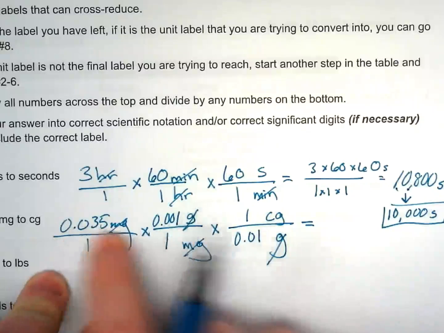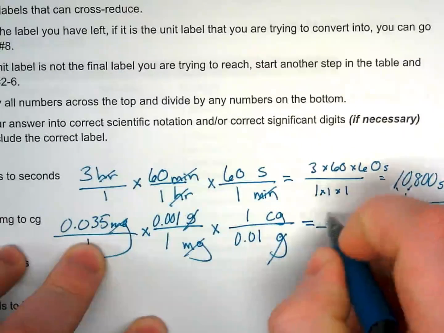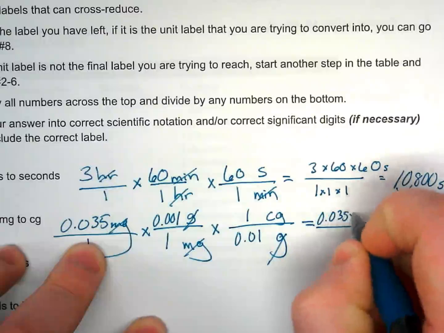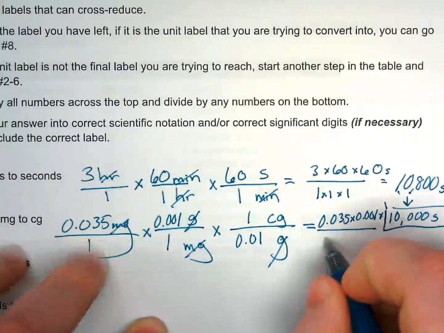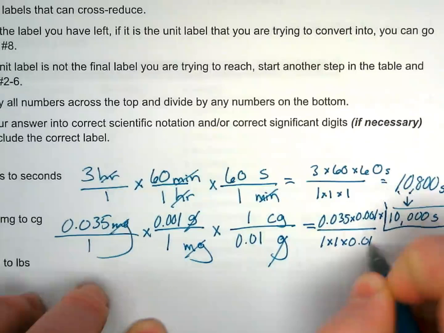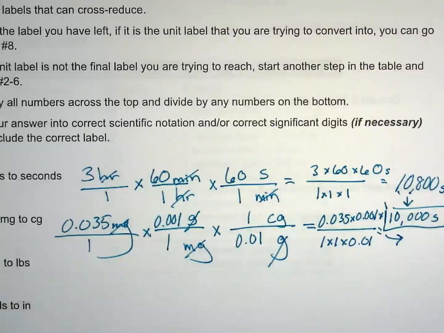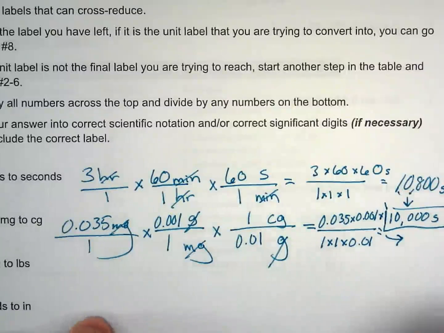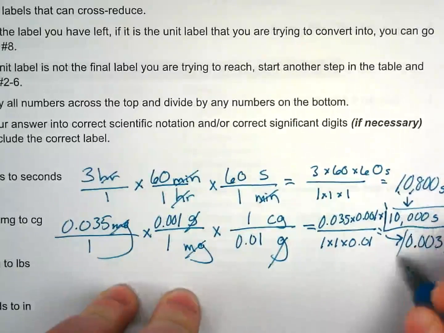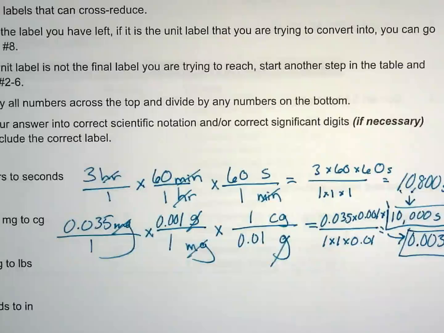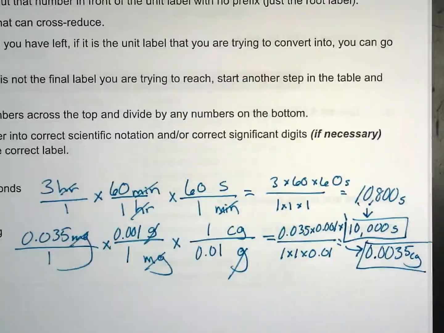So then we're multiplying across the top, then across the bottom, so 0.035 times 1, and then 1 times 0.01. Got to shove it in over here. And what we should have here is 0.0035 centigrams as our answer. Okay. Oops, sorry. 0.0035 is our correct answer.